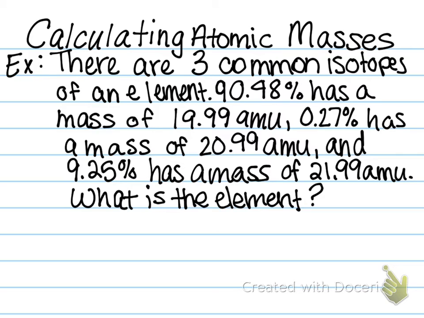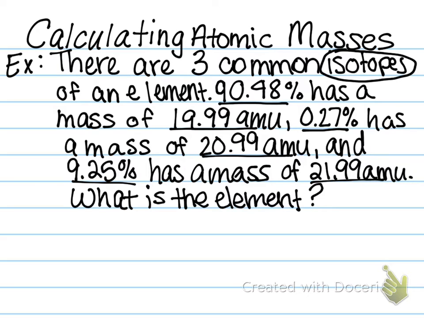To recognize one of these problems, the first thing we can do is notice that this actually contains the word isotope. We can also notice that we've got a couple percentages listed here, which are percent abundances. And we also have numbers with a unit of AMU, which are our atomic mass units. And so we've got some masses also. The last sign we can have that it's this type of problem is that it asks us what the element is. This is very common whenever you're dealing with atomic mass.